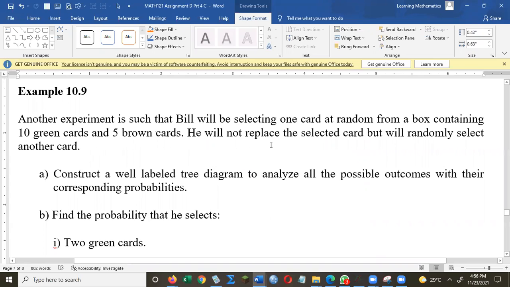So now remember, he will not be replacing whatever card he selected. Now remember, the diagram is not telling you what is going to happen. It is displaying all that is possible. So that's why the word if is important. If it is a green card he selected.